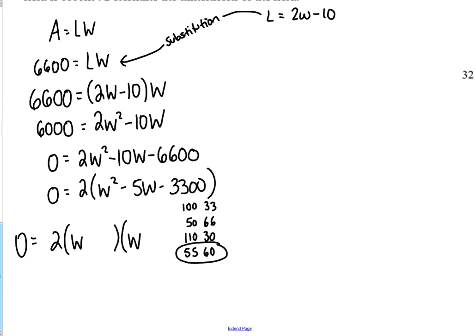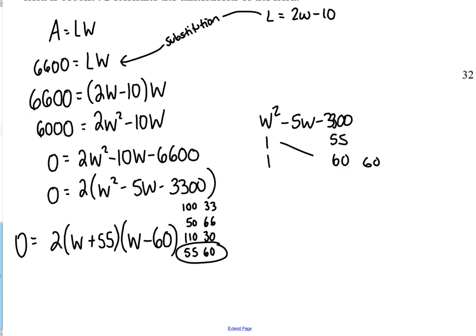The 55 is positive because we want to add to negative 5. Right? So if you were factoring this with the decomp method, you would still use 55 and 60. If you're doing this method, 1 and 1, you would do 55 and 60, right? So 60 and 55, you want this one to be negative.